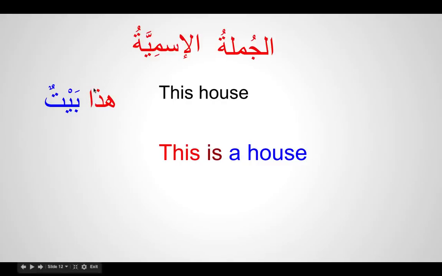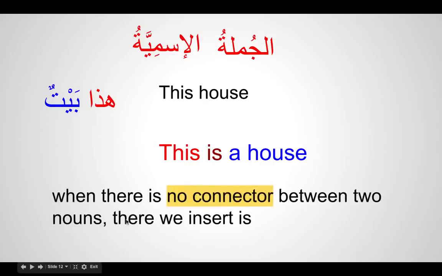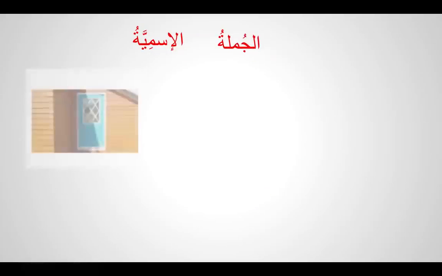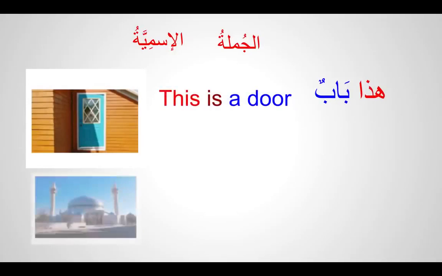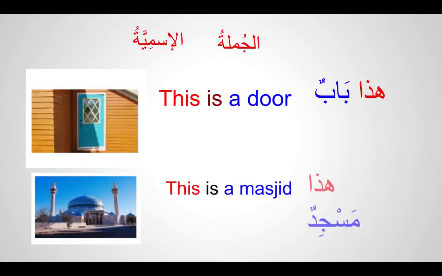If you see here, HADHA is a demonstrative pronoun, and baitun is a noun. So there is no connection between them. So instead of just saying this house, we can say this is a house. So when there is no connector between two nouns, then we can insert is. Let's do some more examples to practice HADHA. Hadha babun, this is a door. Hadha masjidun, this is a masjid.